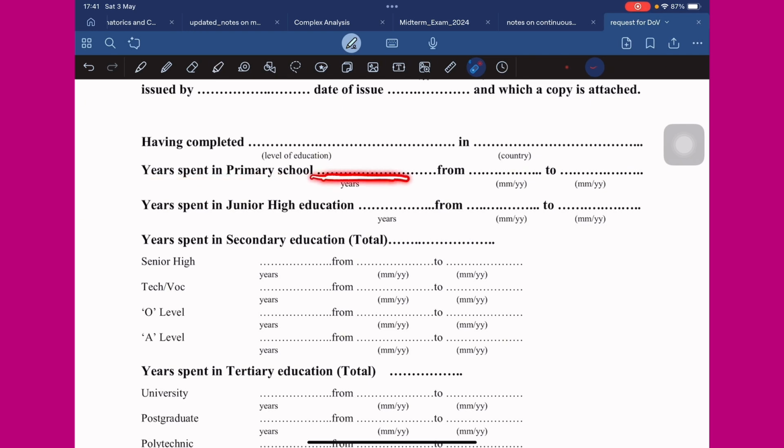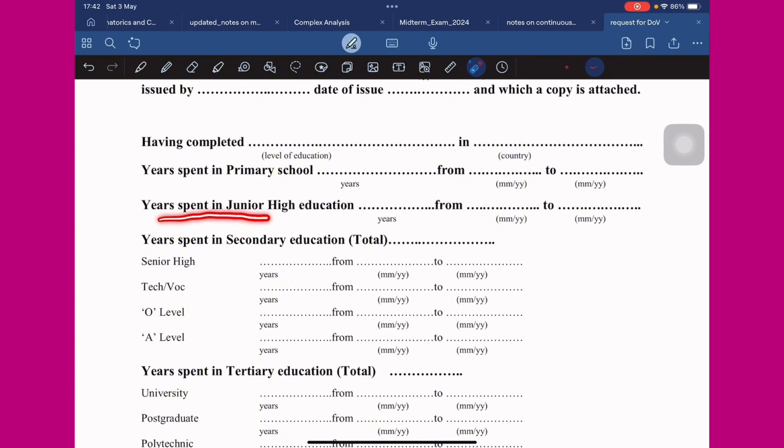Years spent in primary school. So here you write the years you spent in primary school. Those coming from Ghana, mostly in Ghana, it is 6 years. So you write here 6 like this. I said fill this out with capital letters only. "From," so this is the date you started this primary school and "to" the date you completed. So you write it in this format. They just need the month and the year here.